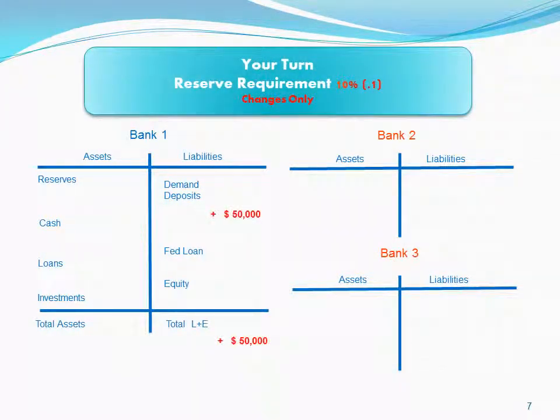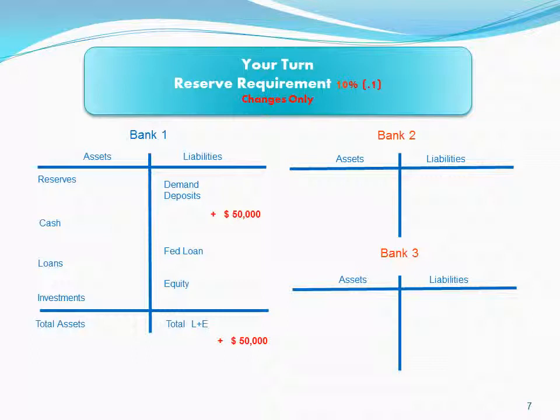So let's try this one more time. I think you get the idea. It should be fairly straightforward. Someone deposits $50,000 in Bank 1 into their checking account. That raises the total amount of liability and equity or capital of Bank 1 by $50,000. That is, they could use that to acquire stuff. Well, stuff on the left-hand side.